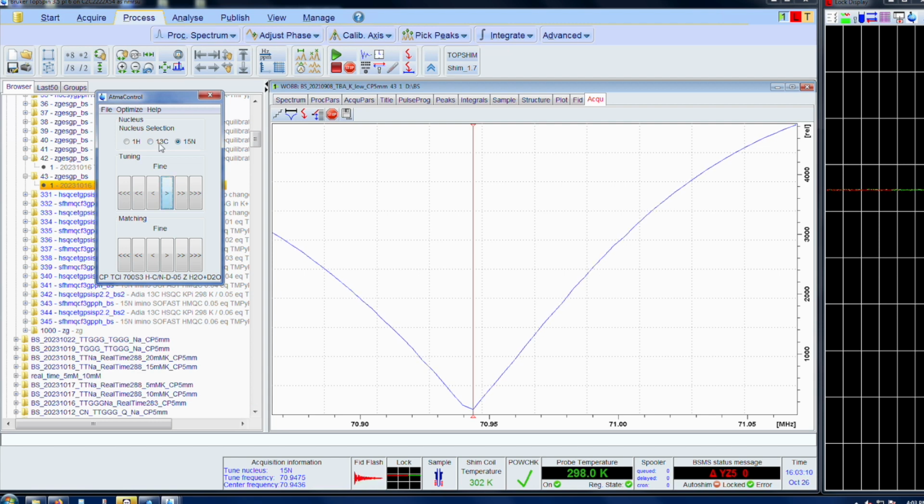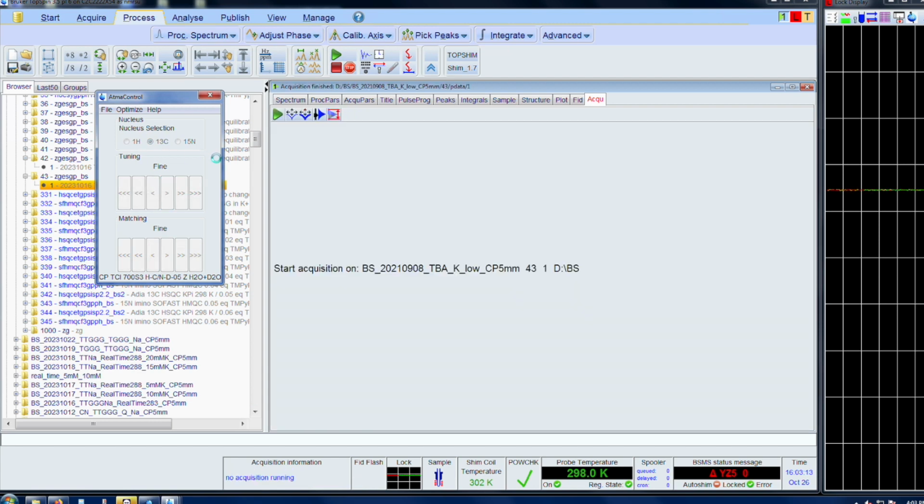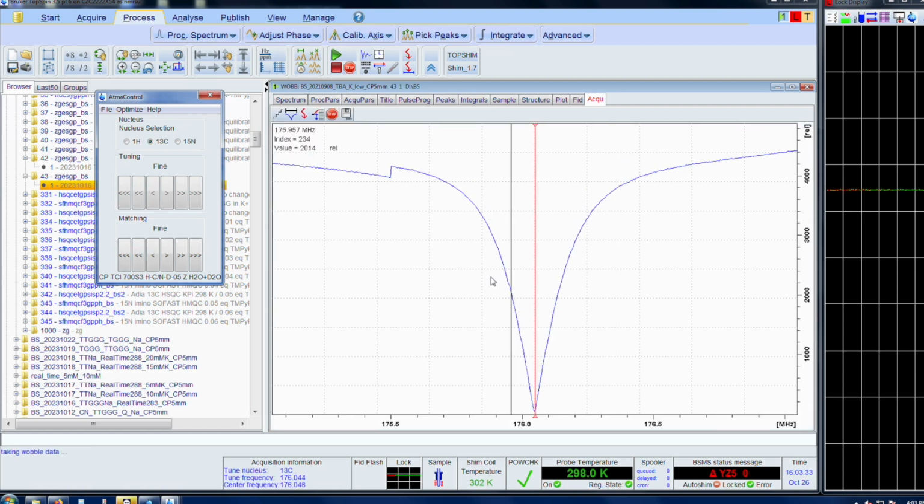Now, having done nitrogen 15, the next thing is to do carbon 13. The moment I hit carbon 13, once again you're going to see the V dip. What we have to do is match the impedance and tune the frequency. That's what we are going to do right now. So we have 2 minutes, it's going to load. The moment FID flash comes up and it's all ready to flash the V curve, which is also called the wobble curve.